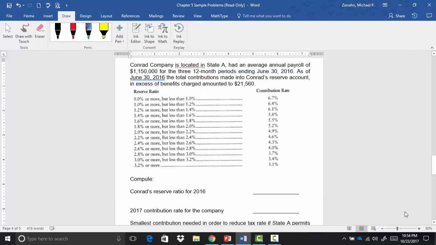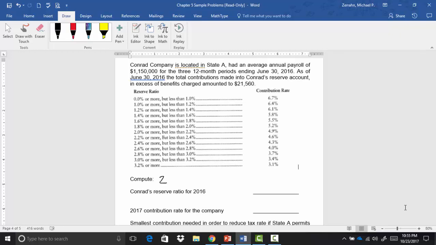Okay, in this last problem, we're going to have a few extra steps, and we'll show you. So, Conrad Company is located in State A, has an annual payroll of $1,150,000 for three 12-month periods ending June 30th, 2016. As of June 30th, 2016, the total contributions made into Conrad's reserve account in excess of benefits charged amounted to $21,560. Sometimes companies can put money into a reserve account to help reduce their overall tax burden for the unemployment tax. So first thing we want to do is figure out Conrad's reserve ratio.